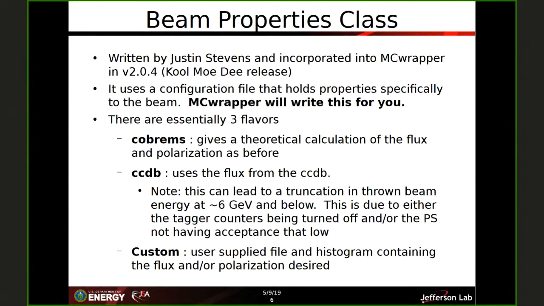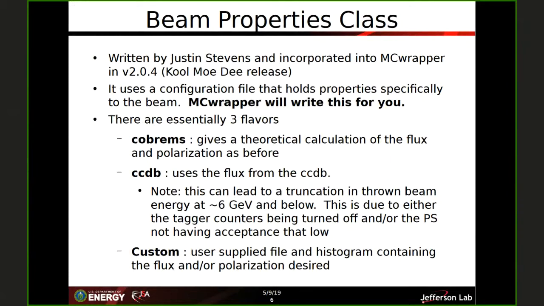CCDB, actually we'll use the flux from the CCDB. Special note, this can lead to a truncation in thrown beam energy if you paid attention to the help list. It's something like 6 GeV. You can correct me if I'm wrong. Basically, if we don't have acceptance in the PS or the counters, we don't have a flux to record.